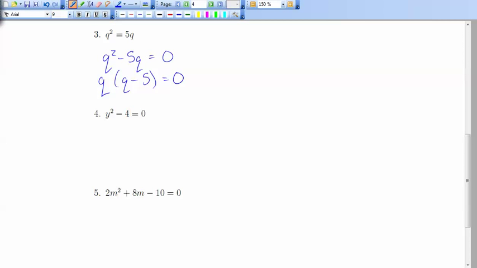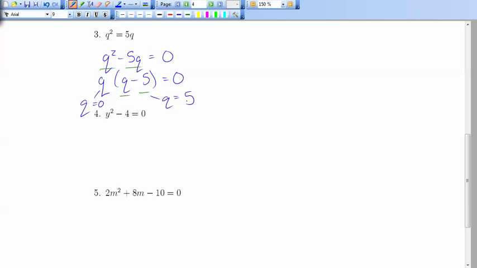Another way to look at this factorization is it's just common factoring. We notice that both terms on the left have a common factor of q. I can bring that out front, and the leftovers from the first term are going to be q, and from the second term will be negative 5. So now we've got our two solutions, q equals 0 and q equals 5.